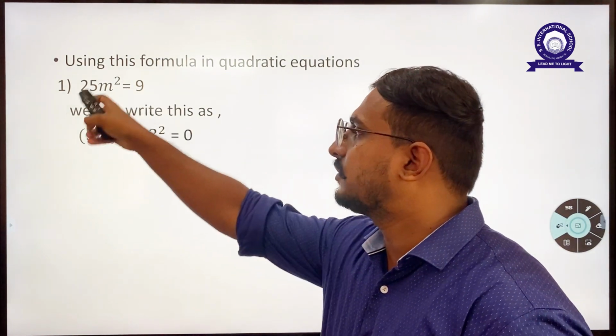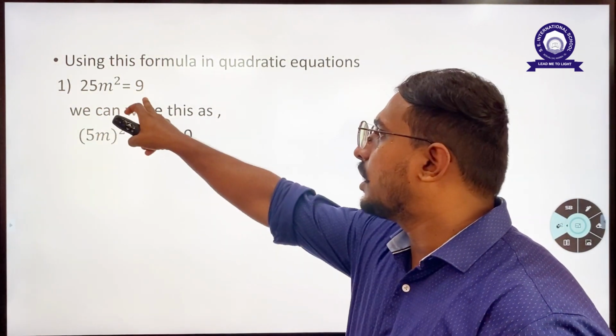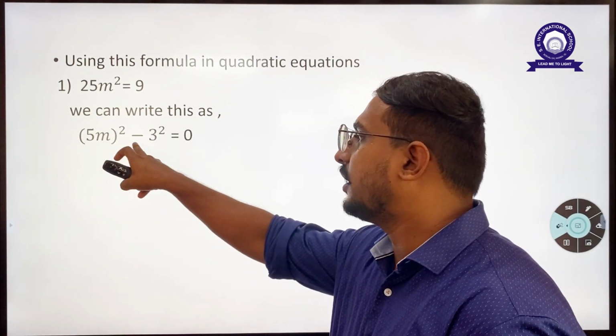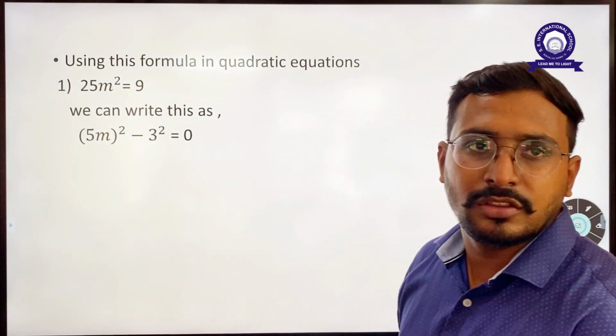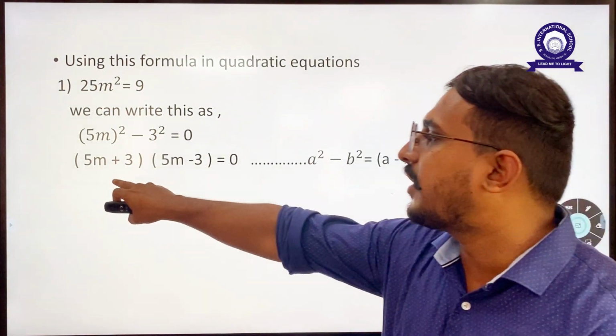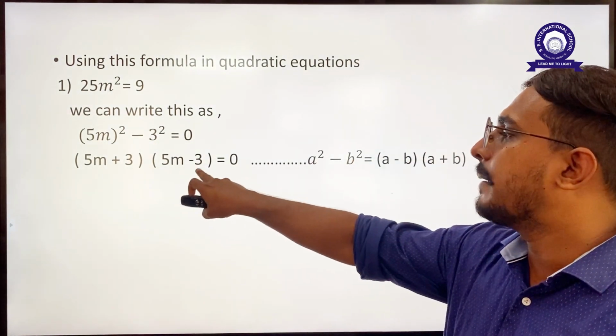We have shifted this 9 to this side. So yeah, you can see over here the 9 was plus. By shifting to the left hand side, it will become minus 3 the whole square. So moving forward, we can also write this as 5m plus 3 into 5m minus 3.